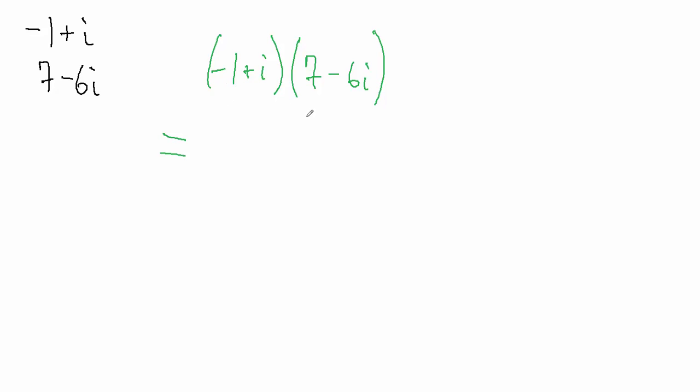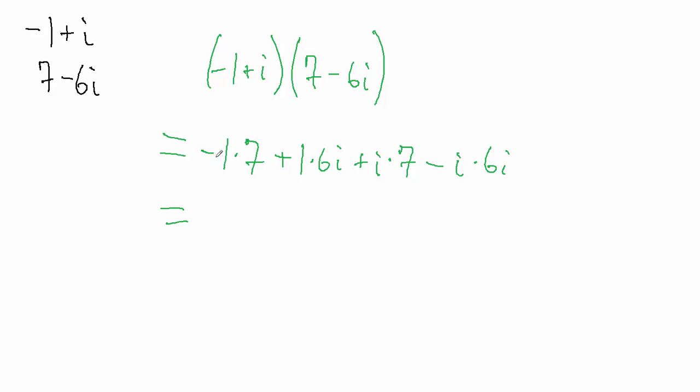So first is going to give us -1 times 7. Outer gives us -1 times -6i, which is going to be plus 1 times 6i. So negative times negative gives us a positive, so we have plus 1 times 6i. And then inner is going to be plus i times 7. And then last gives us plus i times -6i. So we're going to have minus i times 6i. And here this is minus i times 6i because we have a positive i times a -6i. So positive times a negative gives us a negative, so that's why we have a minus sign here.